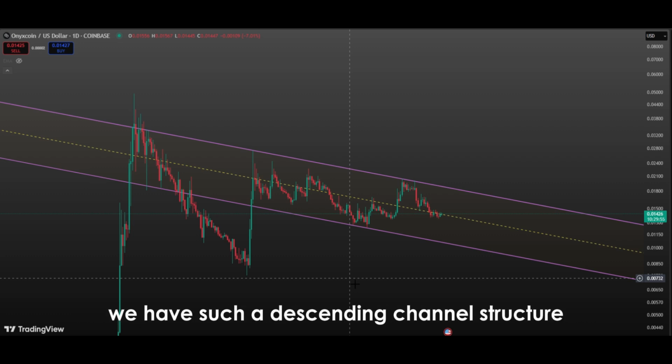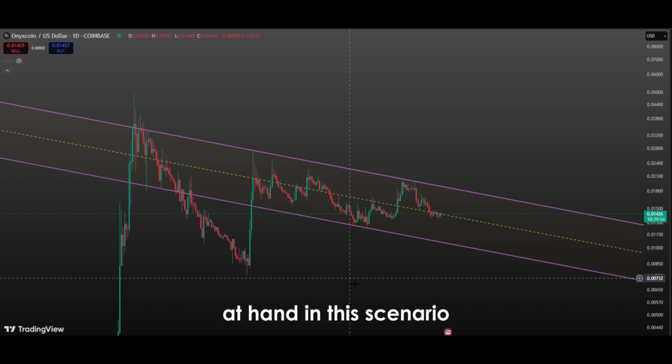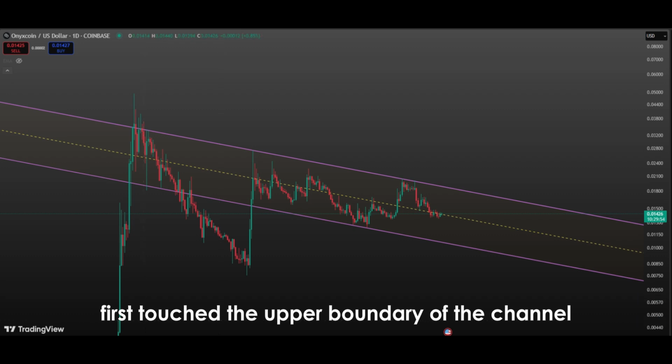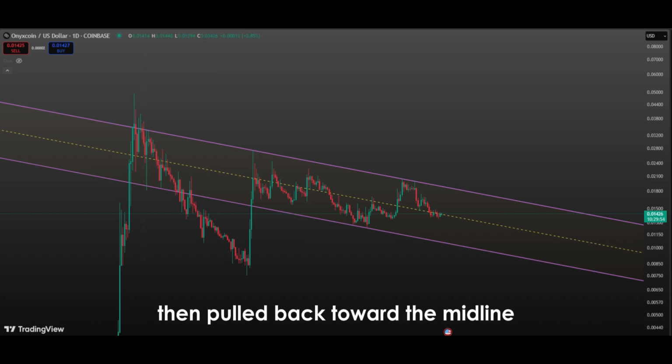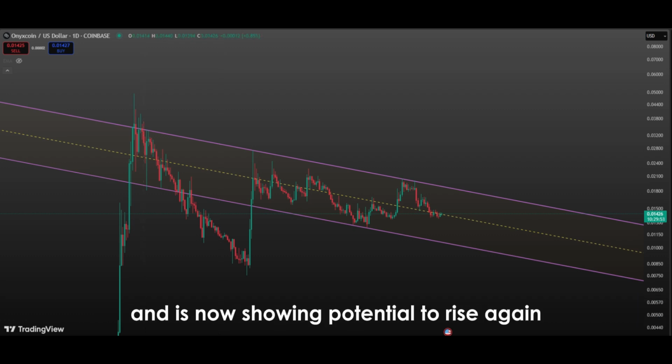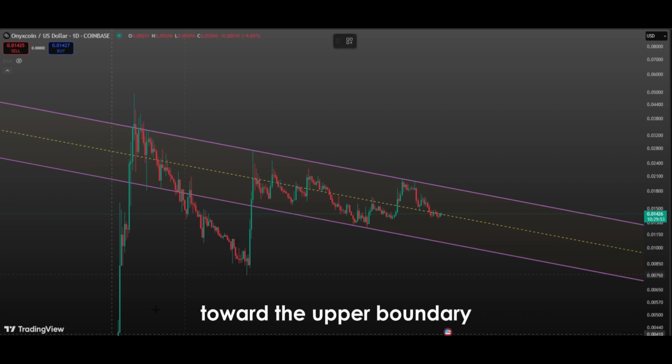Let's assume we have such a descending channel structure at hand. In this scenario, the price first touched the upper boundary of the channel, then pulled back toward the midline, and is now showing potential to rise again toward the upper boundary.